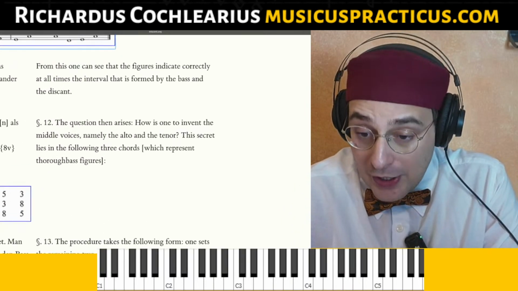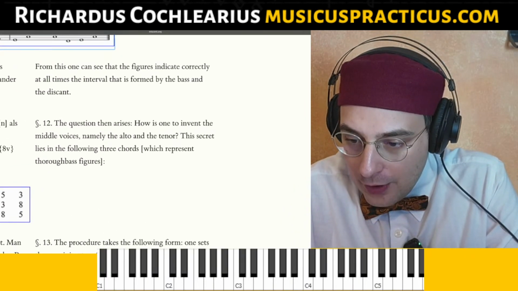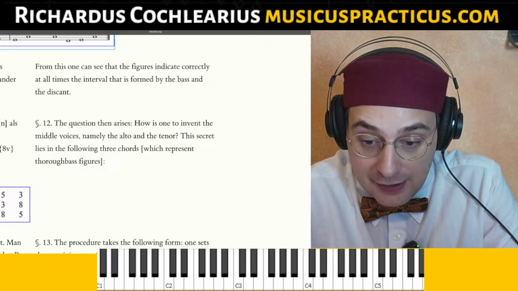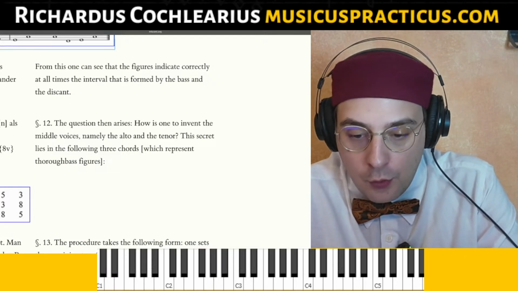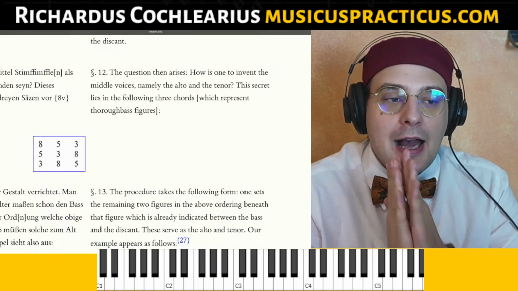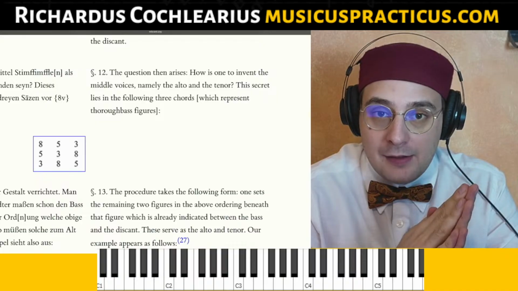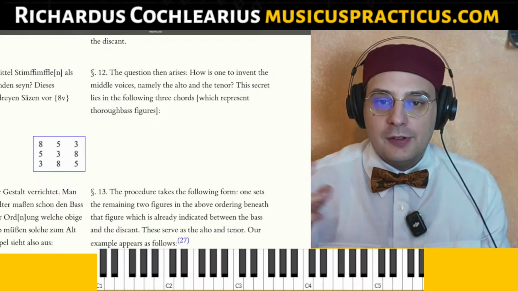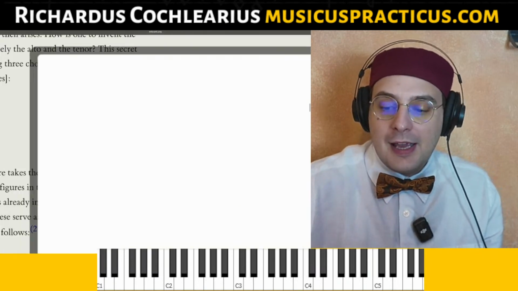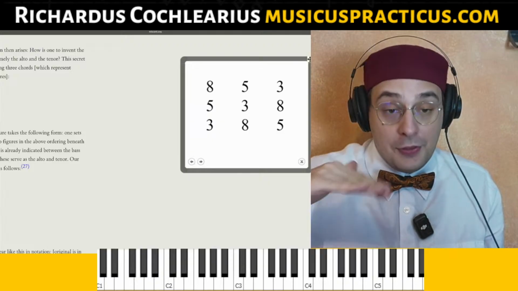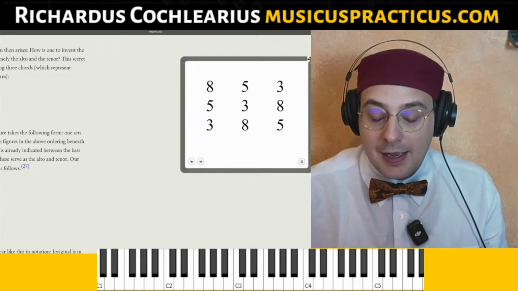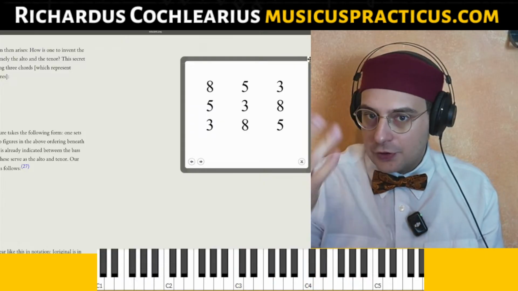12. The question then arises: how is one to invent the middle voices, namely the alto and the tenor? The secret lies in the following three chords, which represent thorough bass figures. So now the point is, how can we add the two middle voices? We have the bass, we have the outer voices, and we have to add the two middle voices, the alto and the tenor. The answer lies in these three figures: 8 3 5, 3 5 8, and 5 8 3, the three positions of basso continuo.